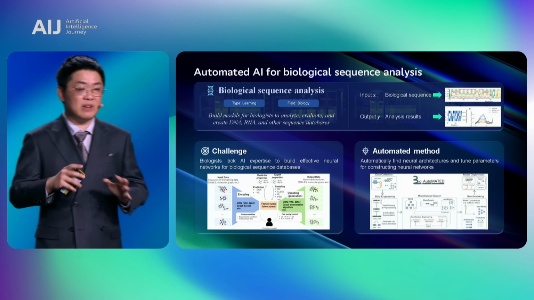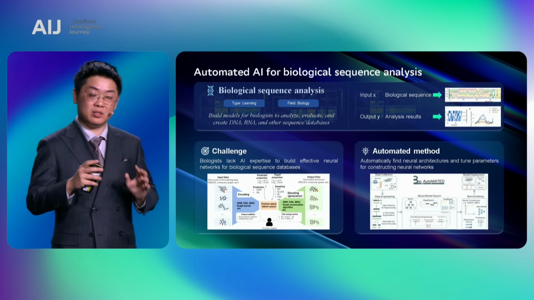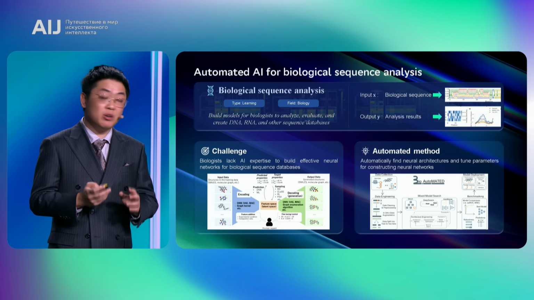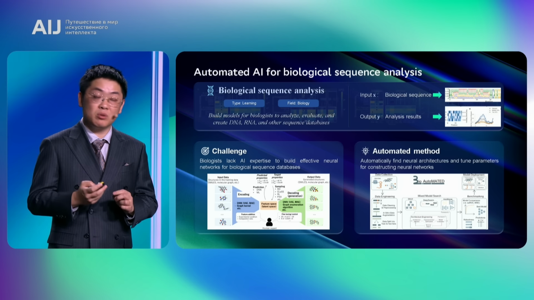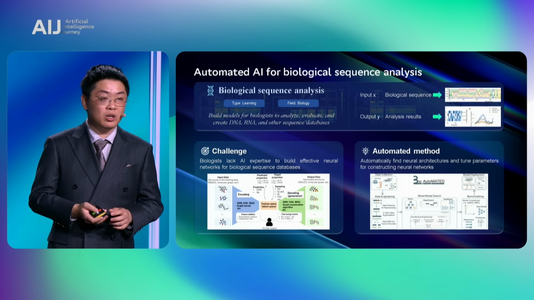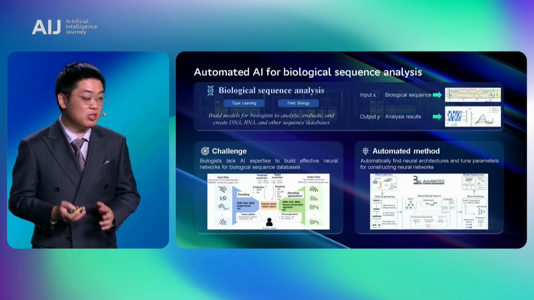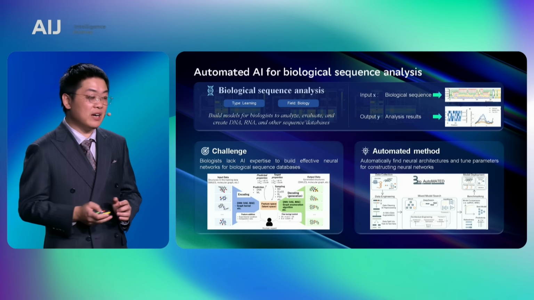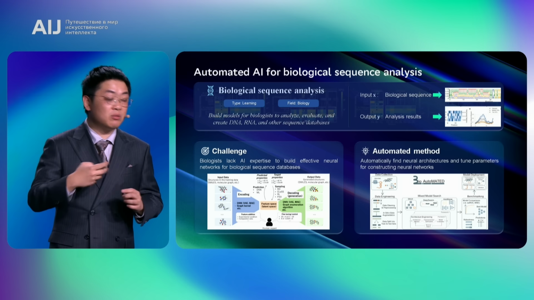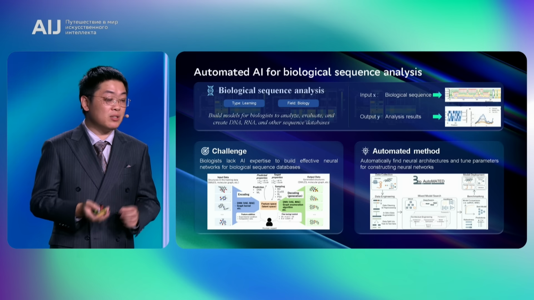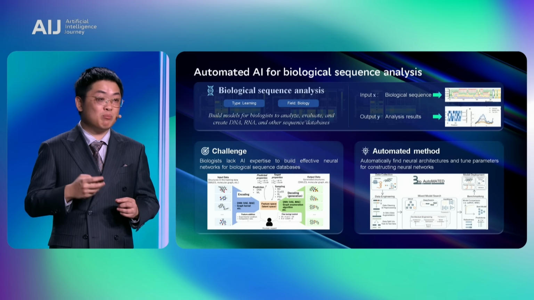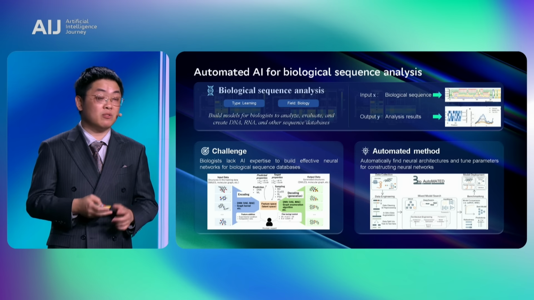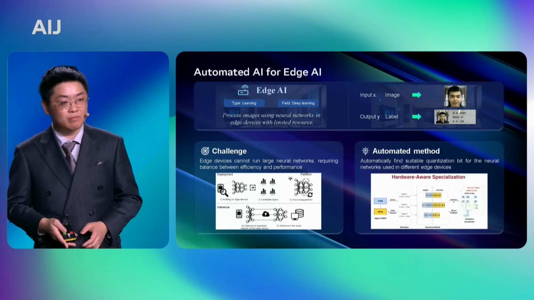However, this problem is very challenging because biologists lack AI expertise to build effective neural networks for biological sequence analysis. Therefore, automated design methods can be used to automatically find the neural architectures and tune their parameters to achieve the best performance of neural networks for biological sequence analysis.